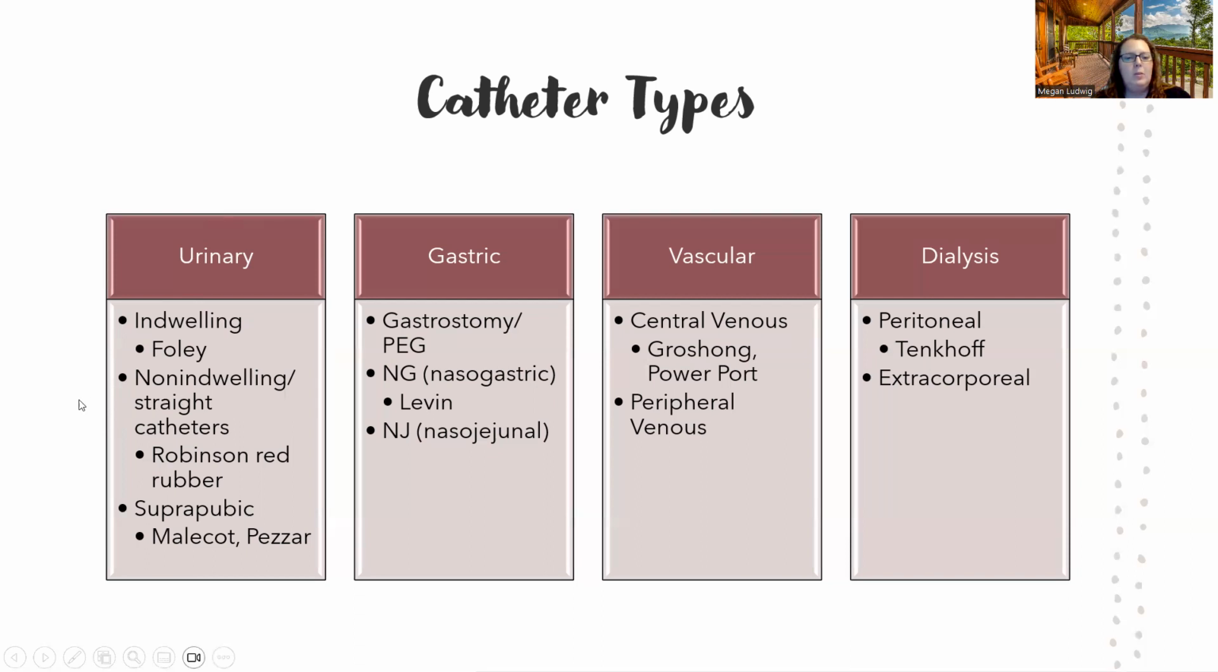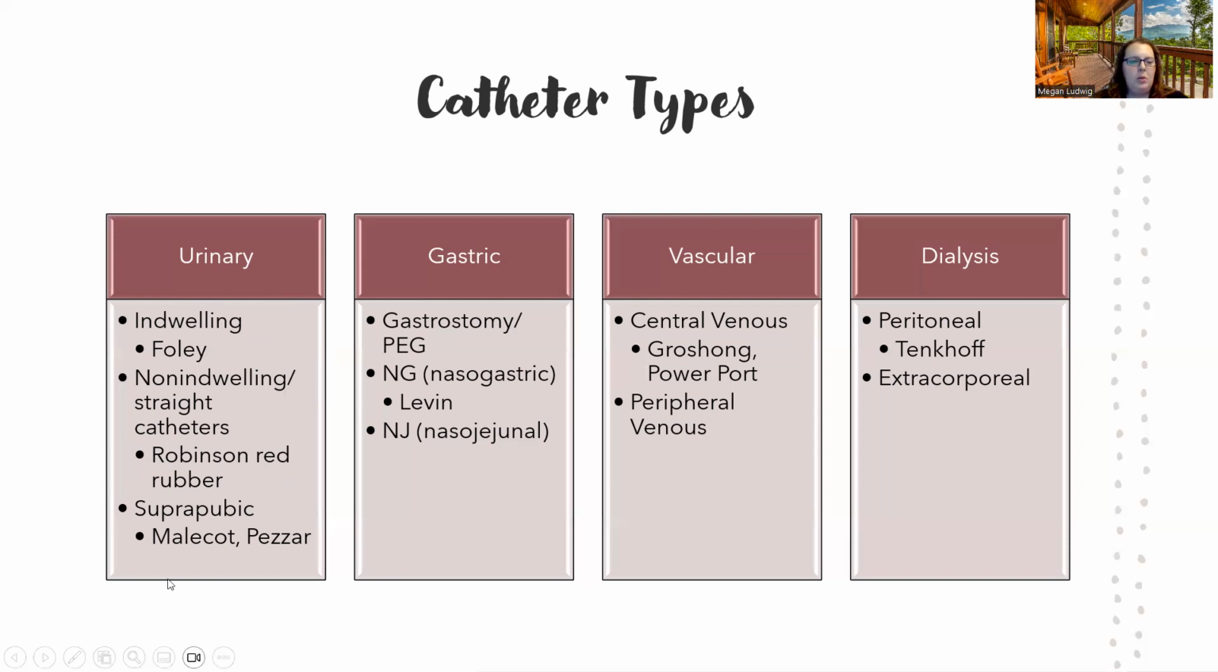A non-indwelling catheter, sometimes also called an intermittent catheter, is not needed all the time; you just place it as needed. Or sometimes it's also called a straight catheter, or straight cath. That is most commonly a Robinson red rubber catheter. There is no balloon that keeps it in place. If you put it in the bladder, you better have something to catch the urine because it's going to come right out. Okay, so have a basin or something.